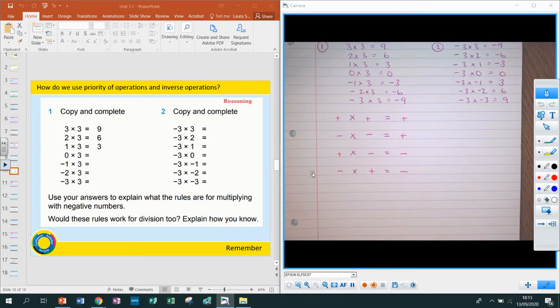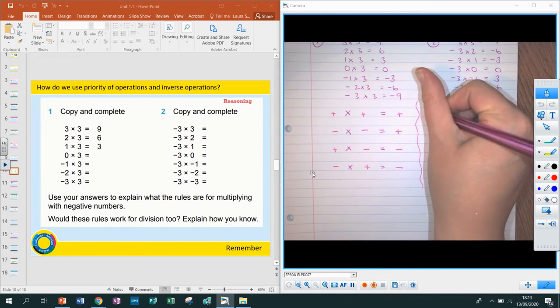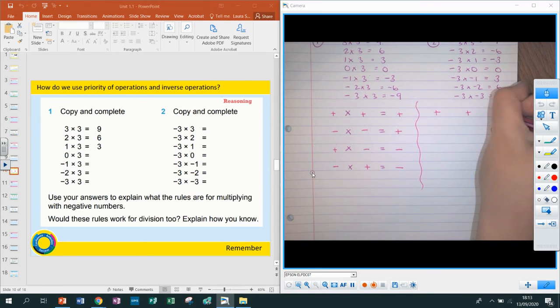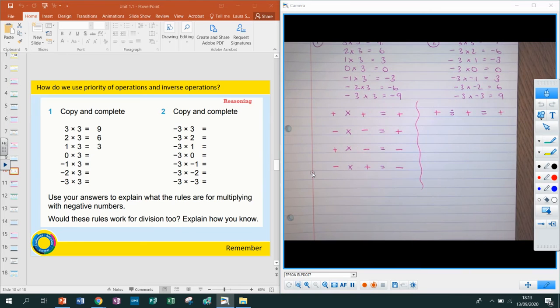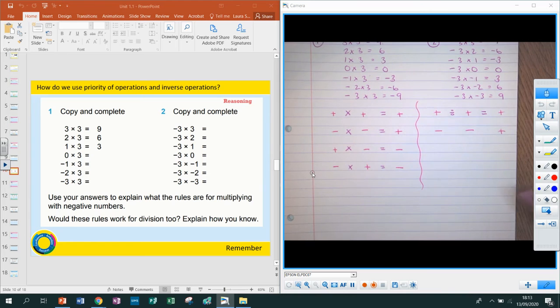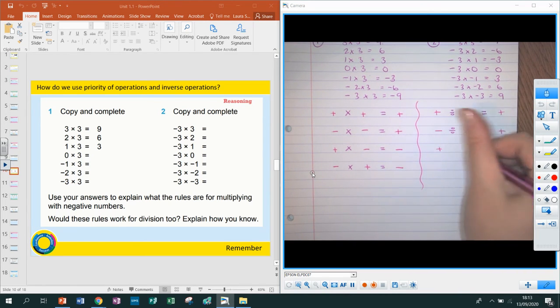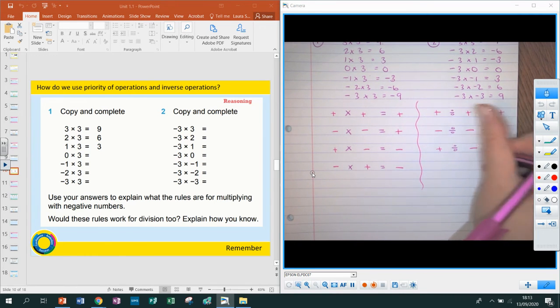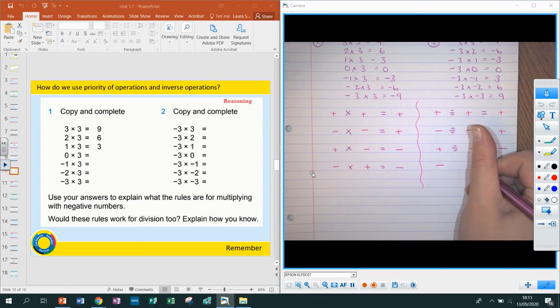which leads us to a separate set of rules that you need to write down as well, which is that a positive divided by a positive will equal a positive. A negative divided by a negative will equal a positive. A positive divided by a negative will equal a negative. And finally, a negative divided by a positive will equal a negative.